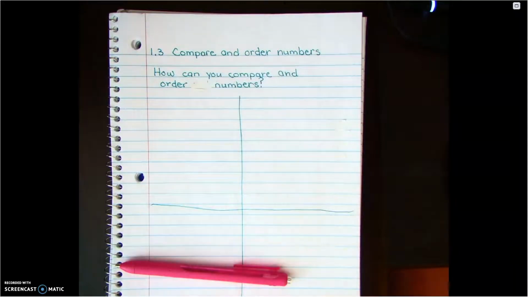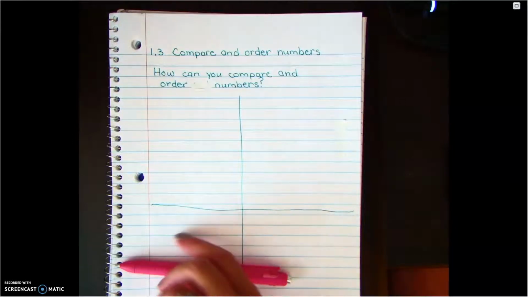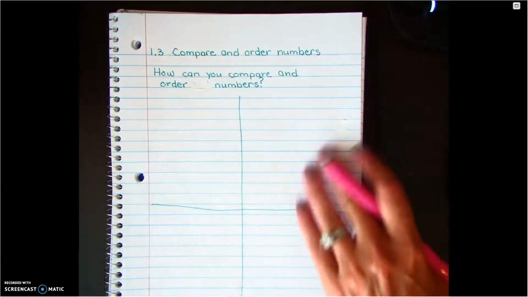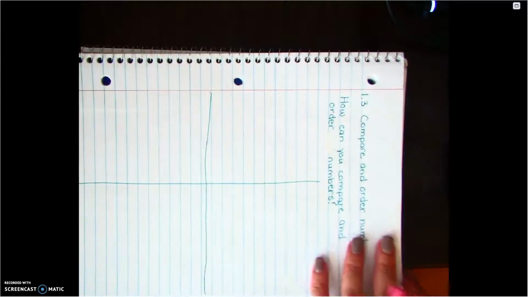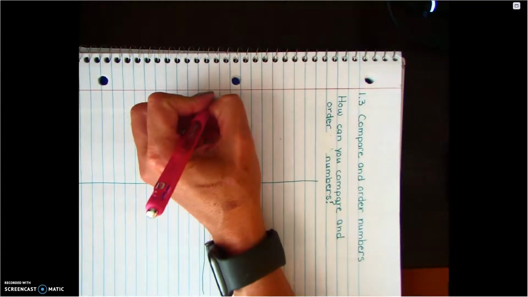So there's kind of a couple ways that you might be asked to find this. It might be on a number line, it might be just doing your greater than, equal to, or less than sign. And that's the one we're going to look at first. So we're going to turn our paper over this way, and I'm going to write the problem.